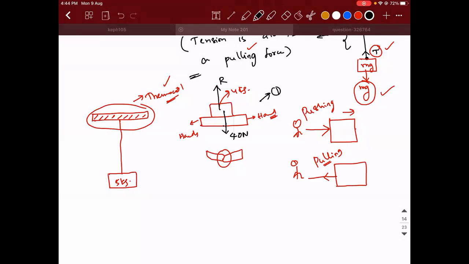And the thermocol sheet is offering a reaction force of how much value? Same, sir. Exactly 40 newtons so that it is able to balance it. And this reaction force in this context will be called the normal force. Correct? So what happens if the weight is increased to 4.1?